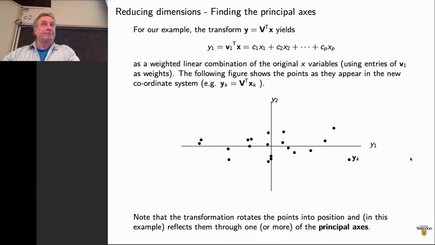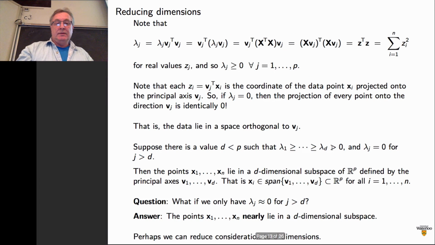Okay? Of course, they're all sitting in a two-dimensional space. They're sitting in a plane, but the particular instance of vectors look like they're close to this one-dimensional subspace, which we've identified by the eigenvector v1. Okay?